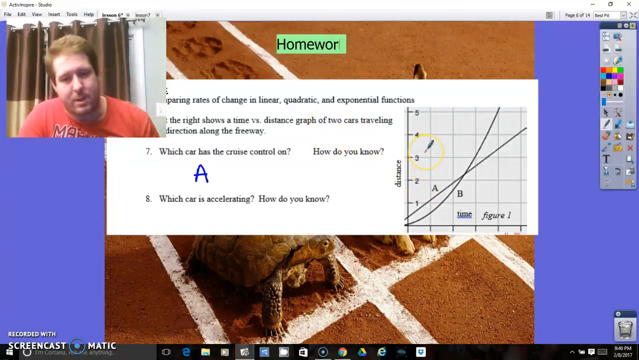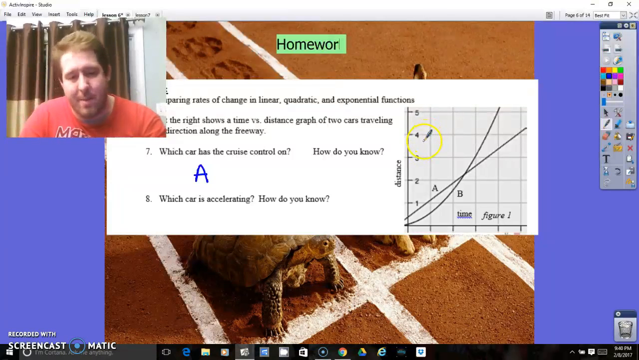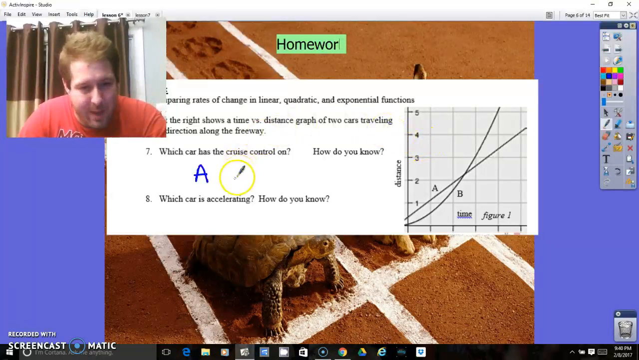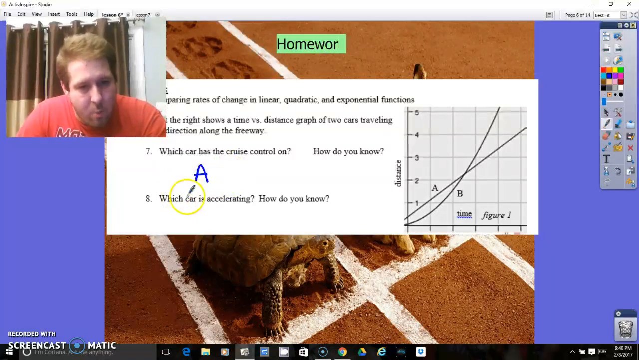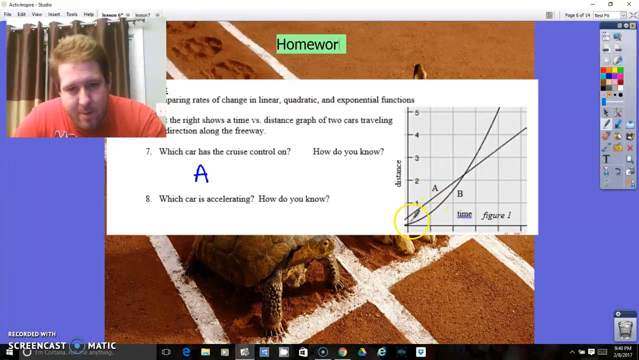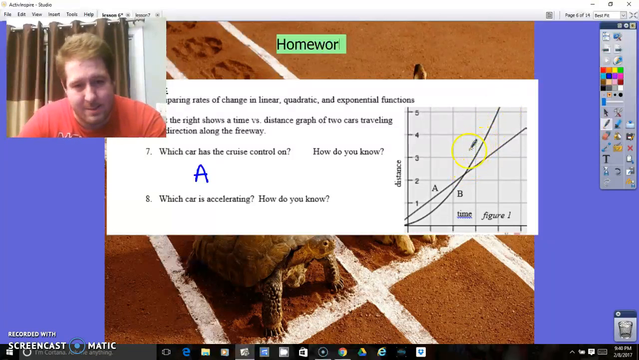It's a linear equation. It's cruising; its distance traveled is increasing at a constant rate because it's going at a very constant speed. It's staying the same speed, which means it's going up at the same rate. Which car is accelerating? That would definitely be B. And I would say it probably starts accelerating about right here. It's accelerating a little bit here, but then it starts accelerating quite a bit, and then it accelerates at almost a constant rate.